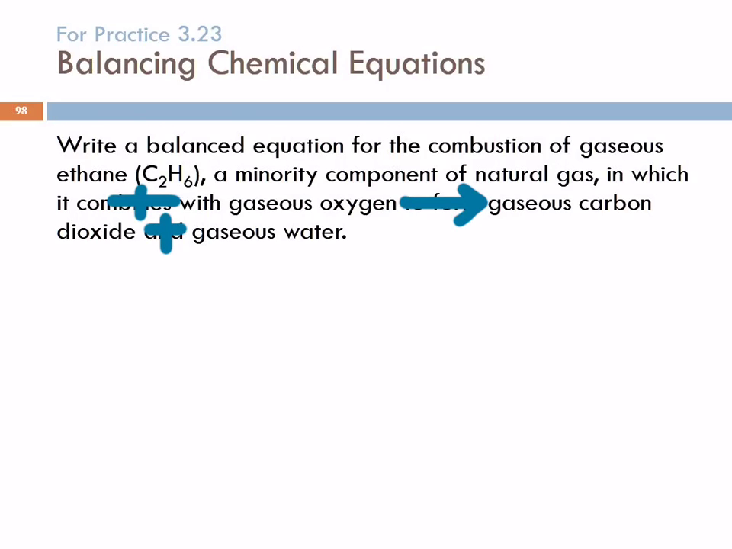So the first thing we have to do is write the chemical formulas for the compounds. So we have ethane. That one was given to us. C2H6. And what is the physical state? It's a gas. They tell us that in the problem. Combines with gaseous oxygen. So oxygen in the gas state, oxygen is an element. So then we have to ask ourselves, is it one of the 7 diatomic elements? Yes, it is. So we have to write its formula as O2.